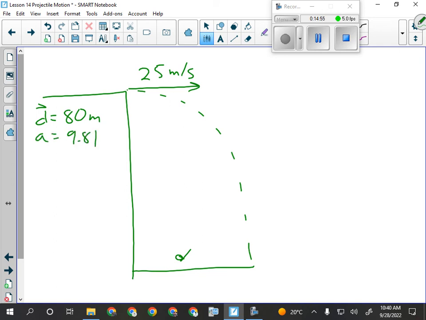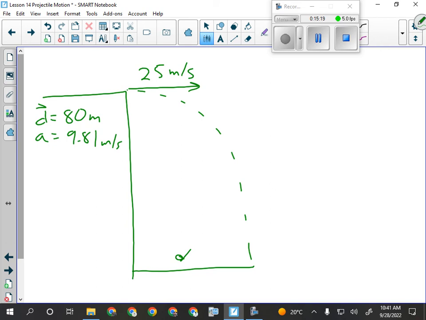Okay, and I'm going to make these both positive since the only direction they move is down. They don't move up. So I'm just going to say that down is positive because this was down and this is down. Okay, anything else I know? The initial vertical velocity. Exactly. This is where we have to break this up into both vertical and horizontal parts.